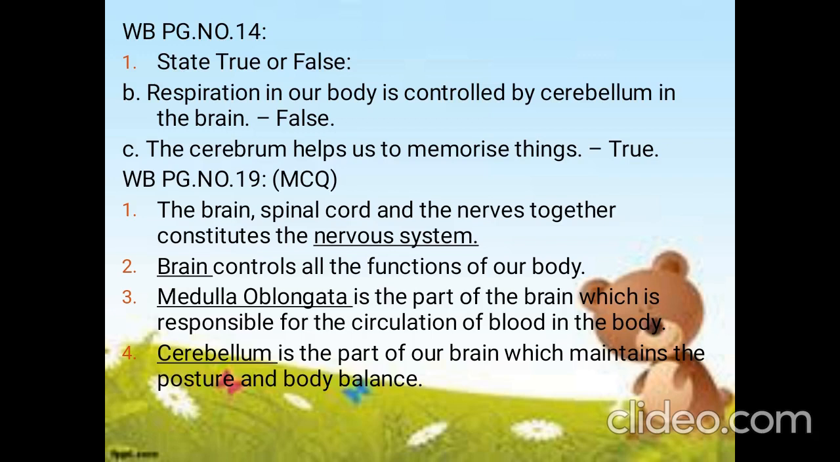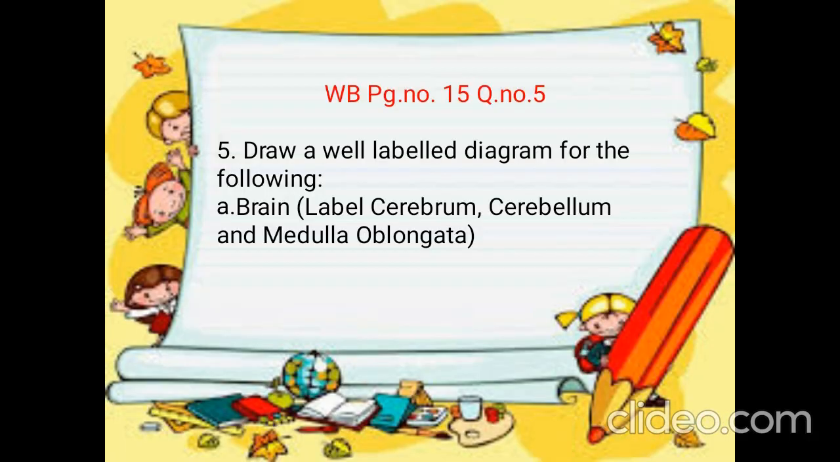Children, did you all note down the answers for these questions? Now coming to the homework part. In your workbook, page number 15, question number 5: draw a well-labeled diagram. You have to draw a diagram of a brain and label the parts as cerebrum, cerebellum and medulla oblongata. Could you clear about the homework?